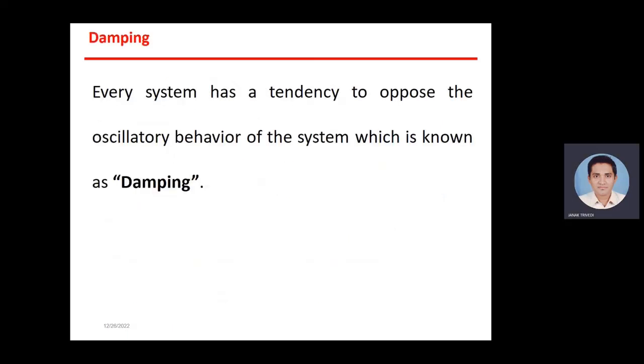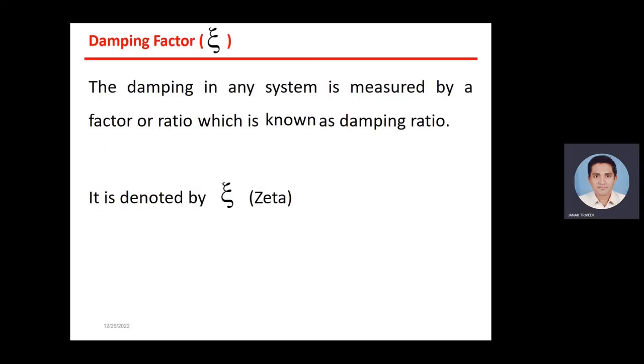Damping. Every system has a tendency to oppose the oscillation behavior of the system, which is known as damping. Damping factor. The damping in any system is measured by a factor or ratio which is known as the damping ratio, and it is denoted by zeta.